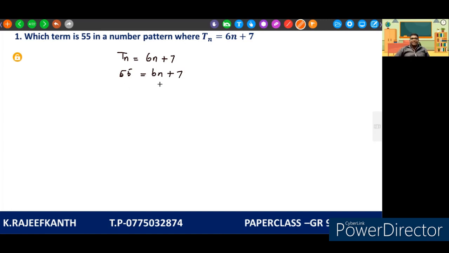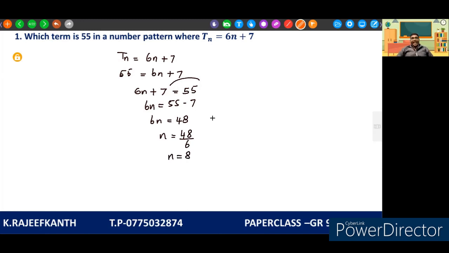Right. Here 55 is equal to 6n plus 7. Then we can rearrange. Then 6n plus 7 is equal to 55. Now we have to move this plus 7 to the right side of the equal sign. Then 6n is equal to 55 minus 7. Then 6n is equal to 48. Now we have to find the value of n. Then n is equal to 48 over 6. Then n is equal to 8. Then the 8th term is 55. Right? Then second question.